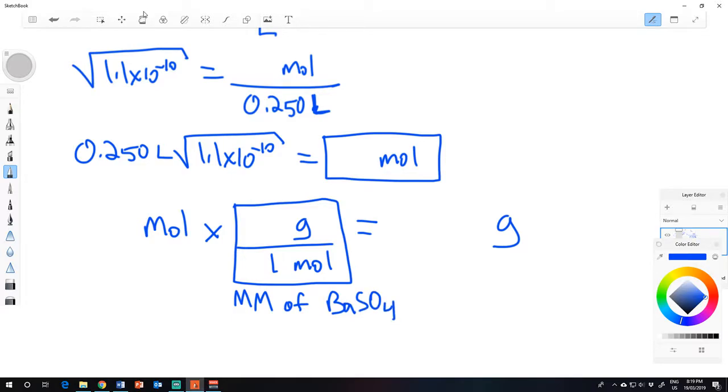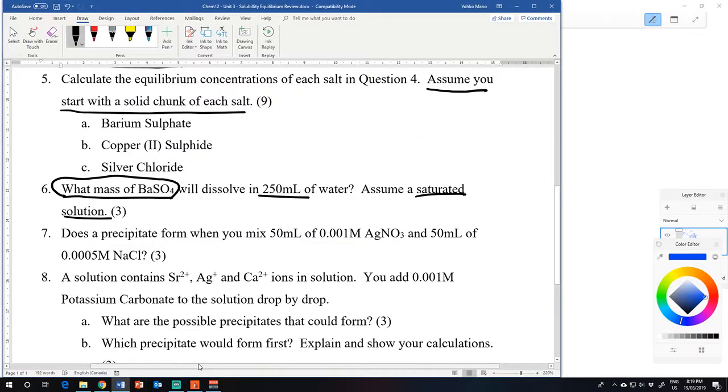All right. Variations of this question just basically change the salt, change the volume. The process will pretty much be the same as far as what you would see on your test. Okay, that was for number 6.